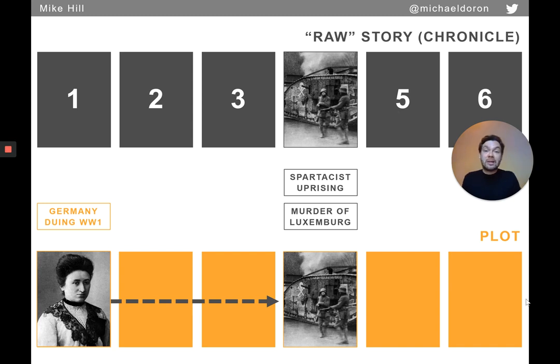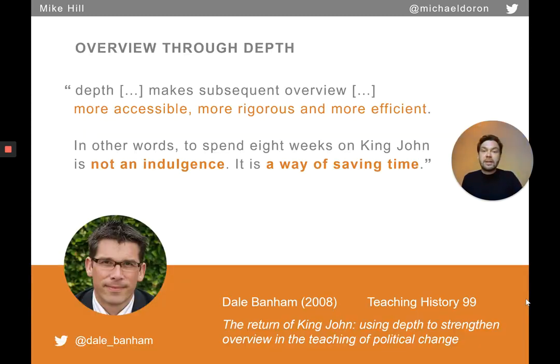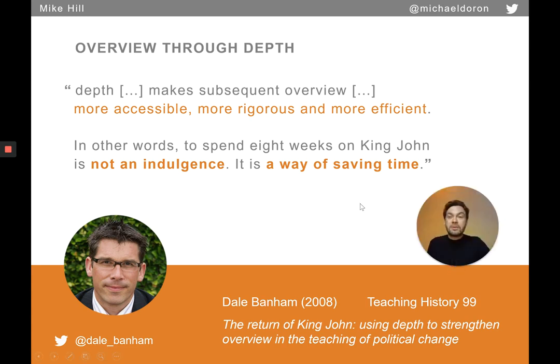And I think this is an example of how emplotment can make content easier to understand for students. Now, you might think that this is interesting, but you're not really in a position to add more content into your GCSE teaching, because we all know the exam specs are very, very crowded. There's lots in there.